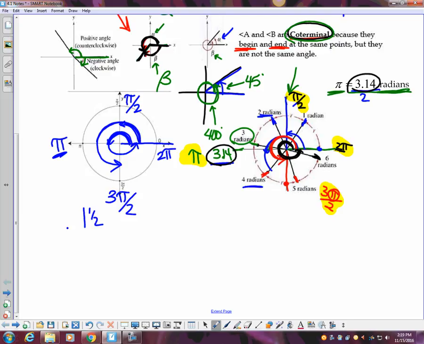And you can see we've got 1.5 of another one. I don't want you to say it's 1.5 pi. I want you to call it 3 pi over 2. That's going to help you later, as in the next class.